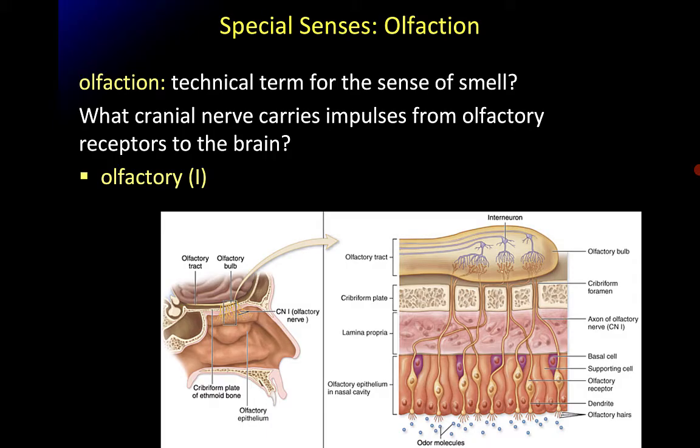Olfaction is, of course, our technical term for smell, and we do only have a single nerve for this one. In fact, it's nerve number 1, the olfactory nerve. And if we think about how this works, we have our olfactory nerves down in here, ending in what we refer to as olfactory hairs, which can bind to particular odor molecules, and those nerves are going to fire when they do so. Of course, they run up through the cribriform foramina and synapse in an area we refer to as the olfactory bulb. This is a bulge that sits on top of the cribriform plate, and then the olfactory tract will carry that information back to our primary olfactory cortex.